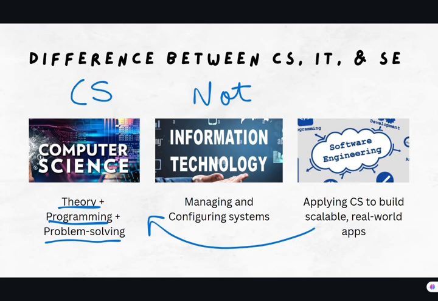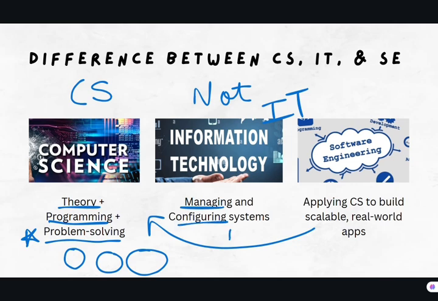Now programming is basically applying the learned theory and building stuff using languages like C, C++, Java, Python, JavaScript, etc. Okay, and problem solving is basically identifying a problem, building something to solve that problem, and then actually solving that problem. Okay, so that is a very important part of CSE. Now, what's there in IT? IT is where you manage and configure systems. So this mainly comprises hardware.